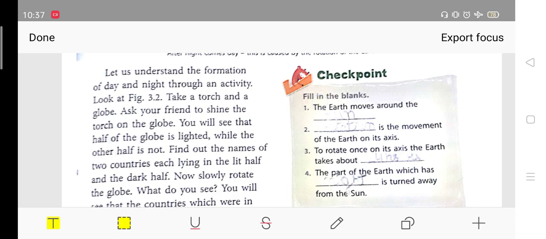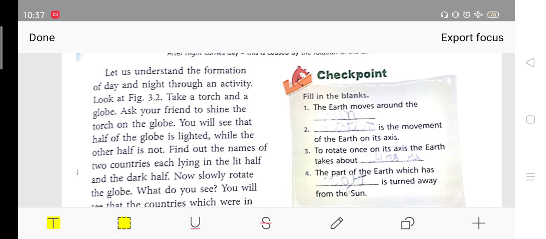See, let us understand the formation of the day and night through an activity. Look at the figure 3.2. Take a torch and a globe. Ask your friend to shine the torch on the globe. You will see that half of the globe is lighted while the other half is not.